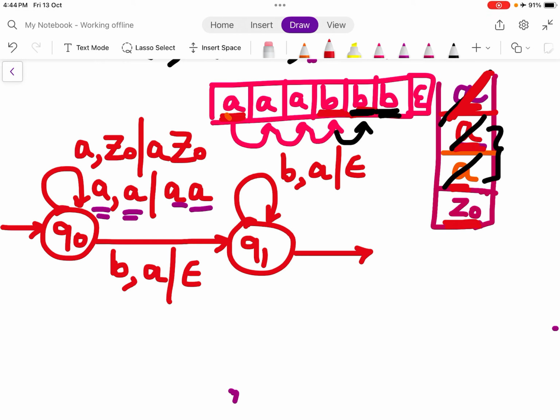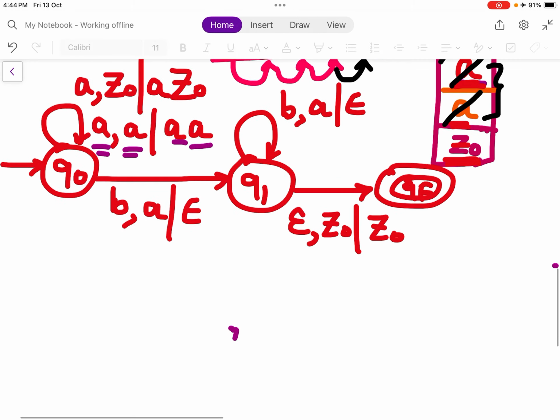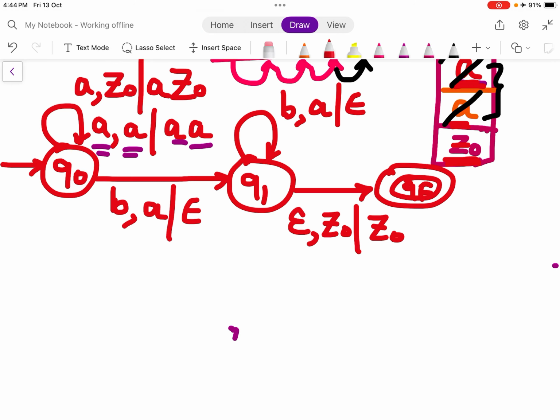Next you have an epsilon. Now for epsilon, on top of the stack you have Z0. Then you get a Z0 only and you reach the Q final state. We say that here we have reached the final state. Now this is your transition diagram.